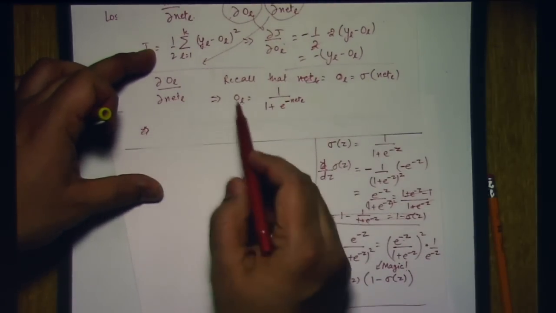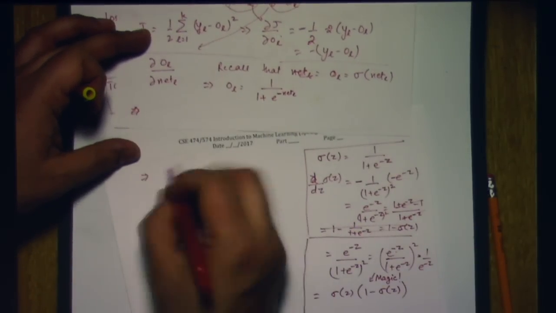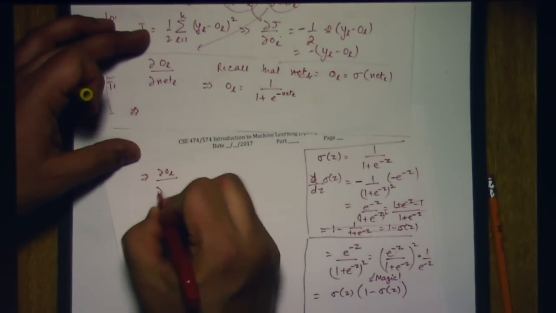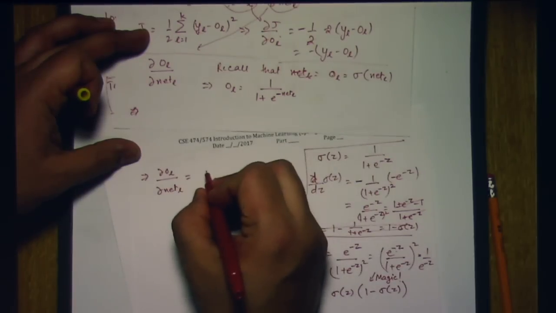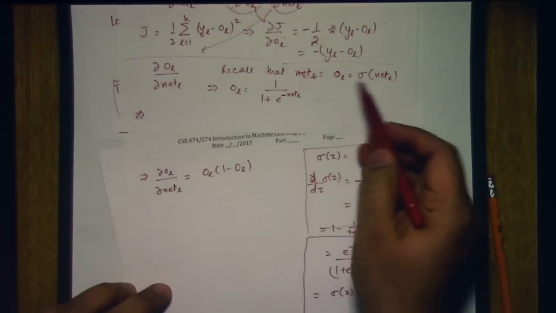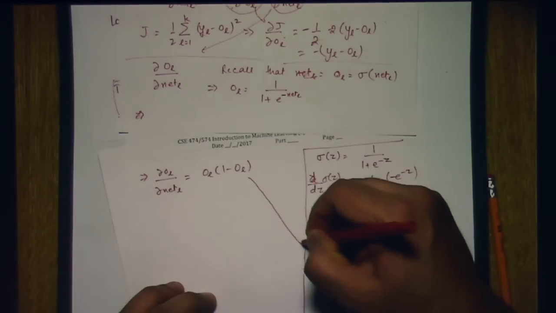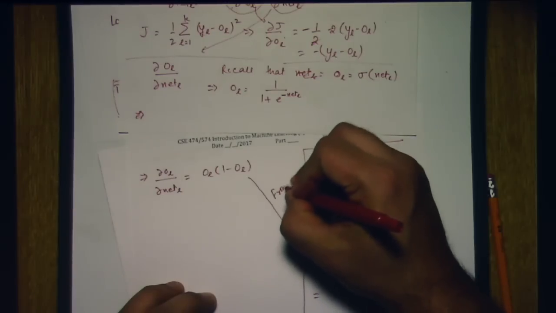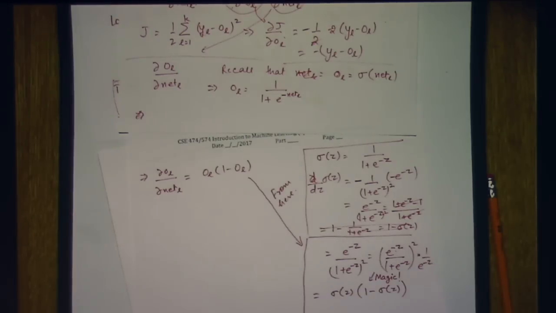Since OL is nothing but sigmoid of net of L, this implies that dOL over d net of L is just OL times 1 minus OL, because OL is sigmoid of net of L, right? So this is a result that is coming from here. So don't think of it as magic. Try to work it out. Maybe next time I'll come and just do it. But it works out.